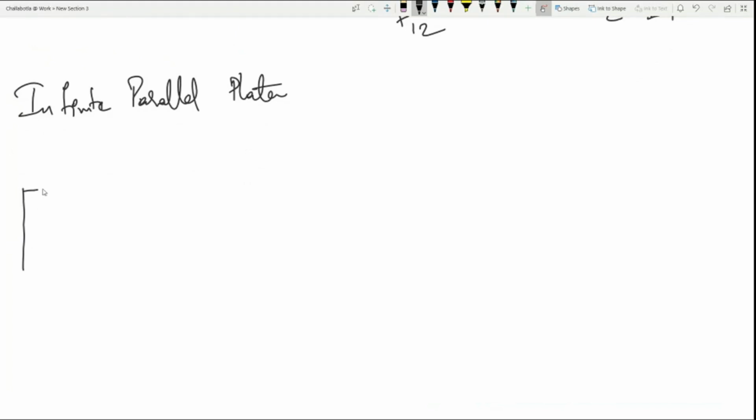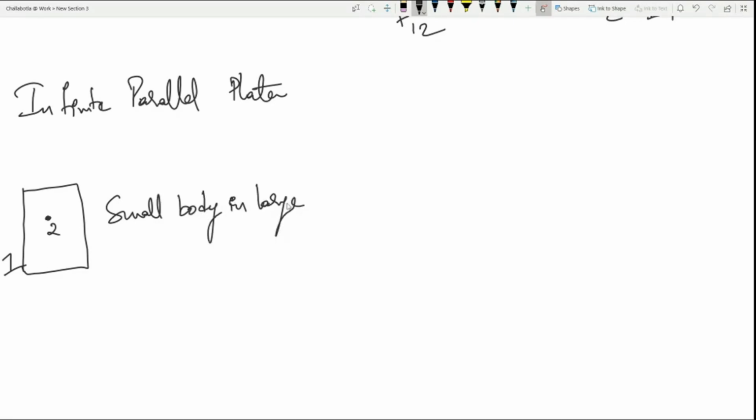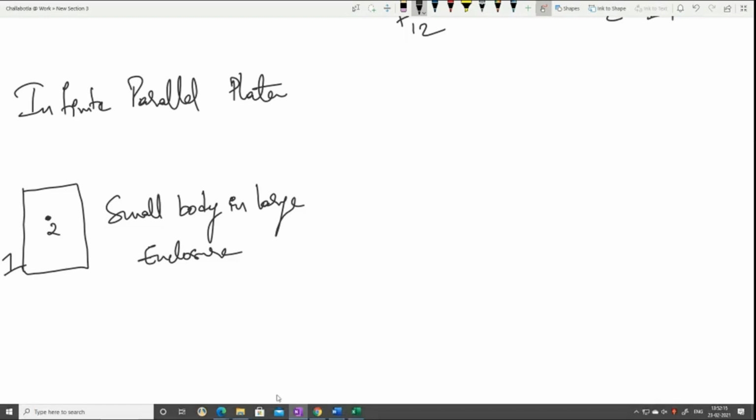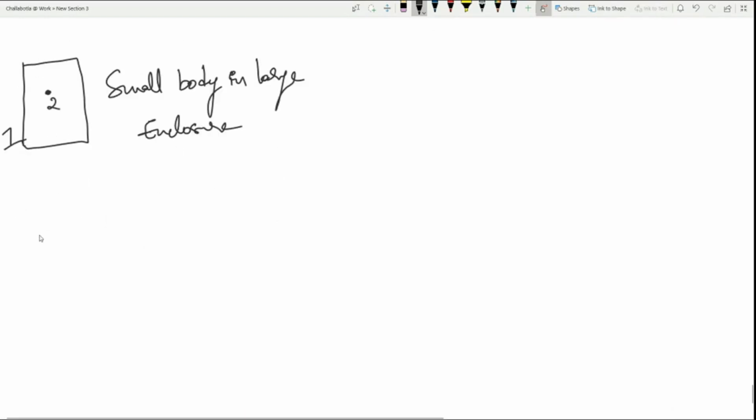That is, if I take an enclosure like this, which is very big, which is 1, and you have a very small body like this, let me call this 2. If this is the case, what will be your F12 and what will be your equivalent emissivity? You should be knowing. Small body in large enclosure.